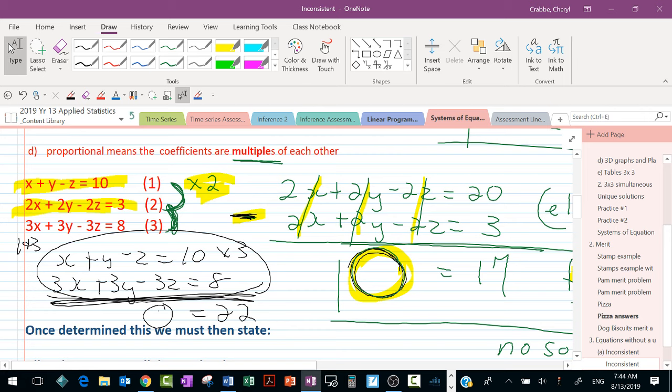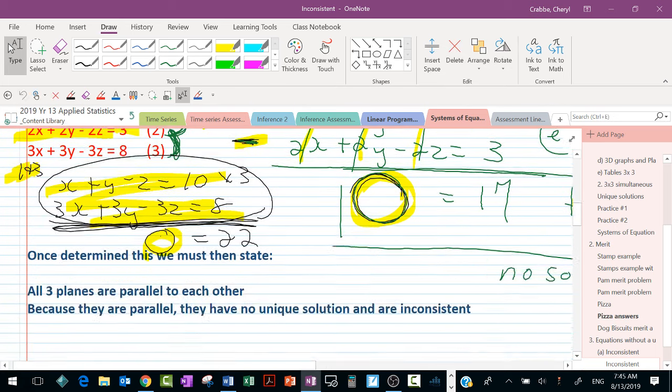We probably should test it against another pair. So we could test 1 and 3 and do the same type of thing by multiplying 1 by 3. And then we would get 0 equals 22. So we have to do this algebraic thing for excellence. And then we have to make a fairly complete statement about this.